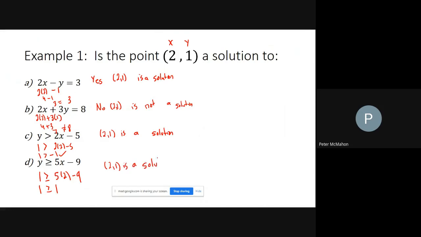So just how it works, if we're asked whether a point is a solution like that, we're just going to plug that point in and see if the resulting statement is true. So 3 does equal 3, 7 does not equal 8, so it's not a solution. 1 is greater than negative 1, so it is a solution, and 1 is greater than or equal to 1 for this last one, so it is a solution as well.